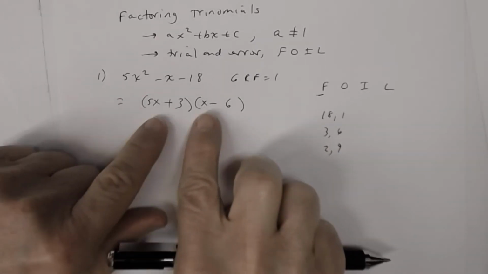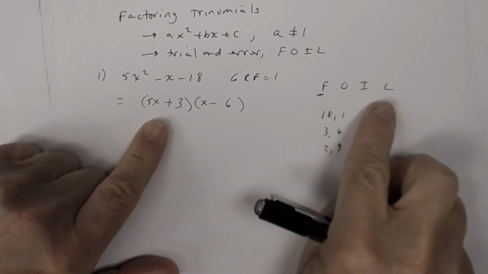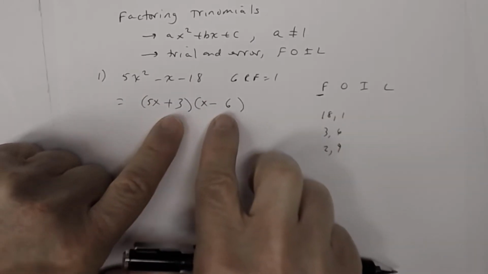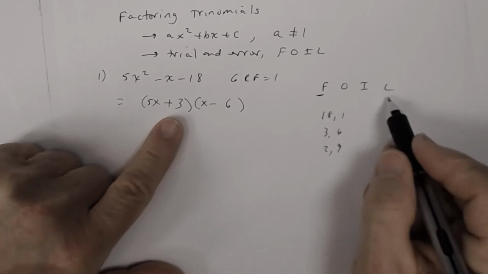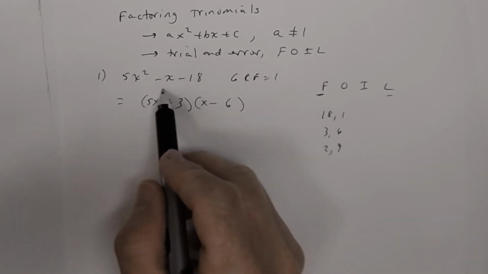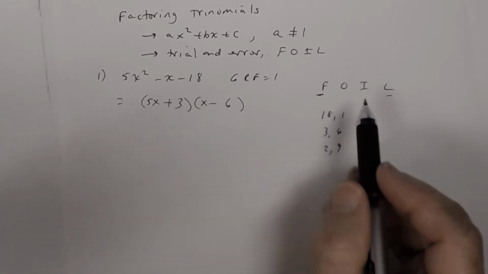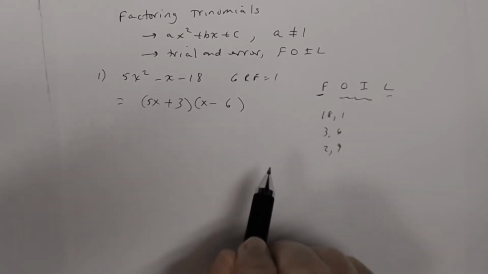So 5x times x is 5x squared. Now go to the last. Positive 3 times a negative 6 is negative 18, so that's good. The only thing I've got to do now is check for that middle term. To get that middle term, that's your outer and your inner. So let's get the outer.